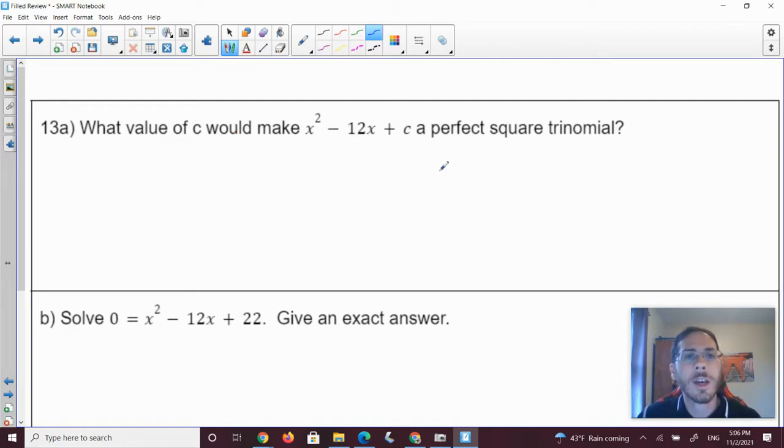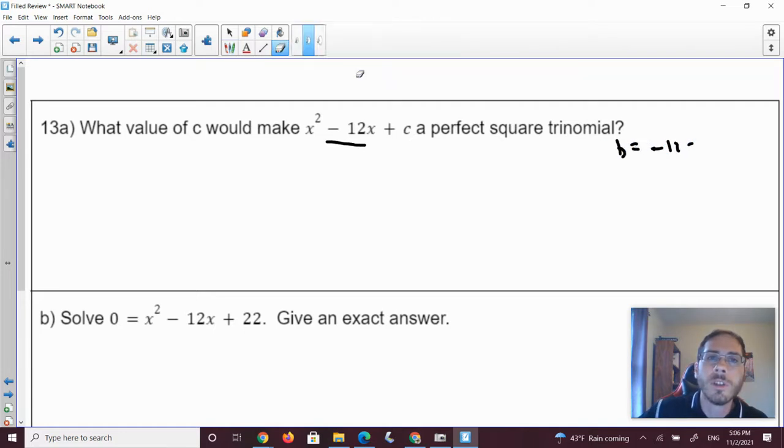For 13, what value of c would make x squared minus 12x plus c a perfect square trinomial? So what we want to do is we want to set up our sideboard. So we've got negative 12 is for b. That's our value for b.